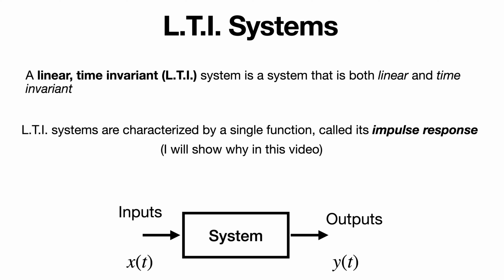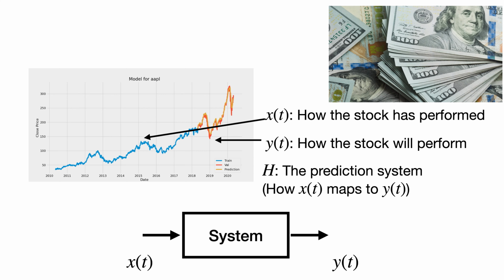And in addition to prediction, there's an easy way to design an LTI system to produce a desired output when given a certain input, but I'll show this another time. In our stock prediction example, if the prediction system we have was LTI, knowing the system's impulse response would allow us to mathematically predict the future stock price given its past behavior, which is exactly what we want.